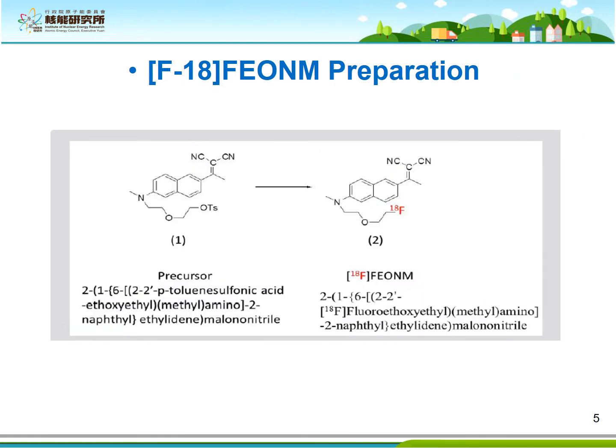Preparation of Feonm Feonm tau protein PET imaging agent. First, we synthesize the precursor, Feonm, and then we use hydrogen fluoride 18 to react with the precursor to produce our product Feonm Feonm.